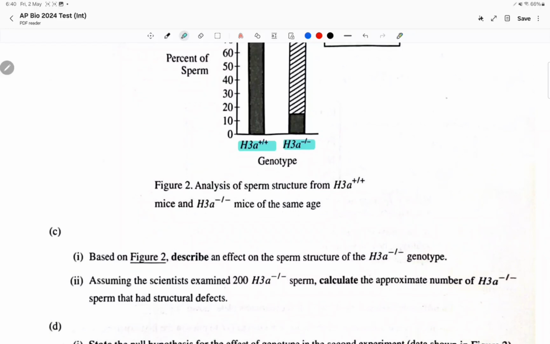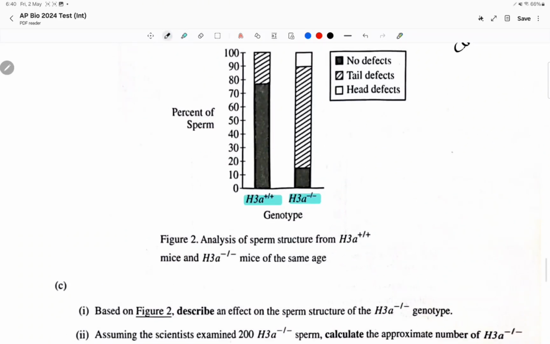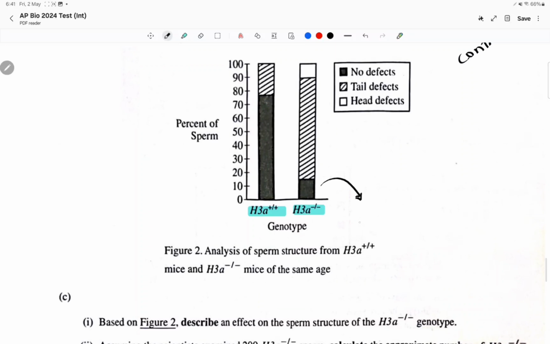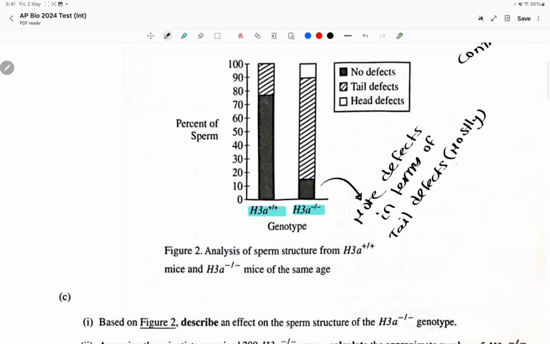Based on figure 2, describe an effect on the sperm structure of the H3A minus minus genotype. How would we describe what's happening here? It has more defects in terms of tail defects, mostly, and head defects. That's the answer. Yeah, that is.